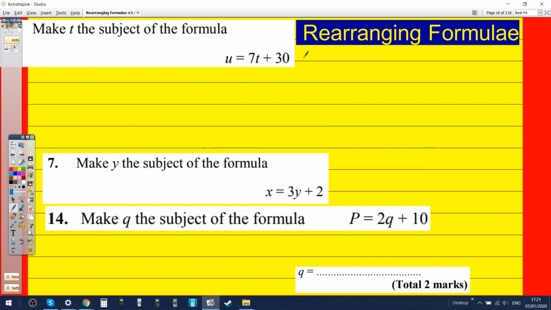So let's try this first one up here. I'll just put the u on the other side. So make t the subject for the first one. How do you do that? So is it 70 equals u minus 30? Yeah. Minus 30. So make t the subject.